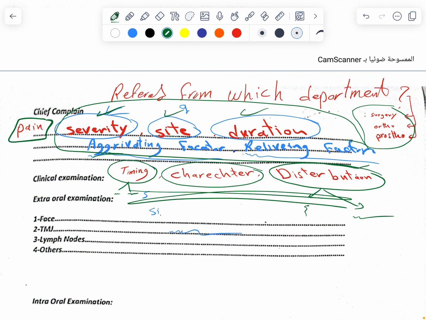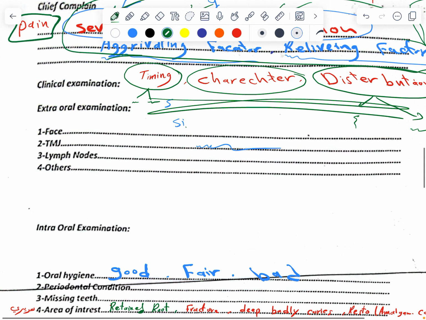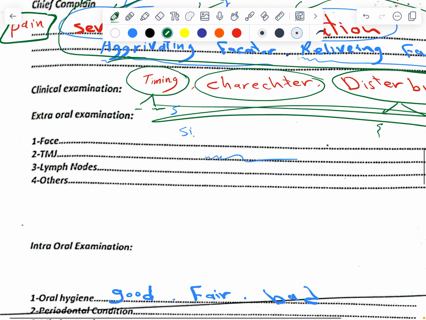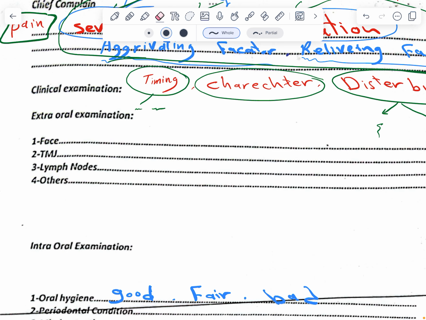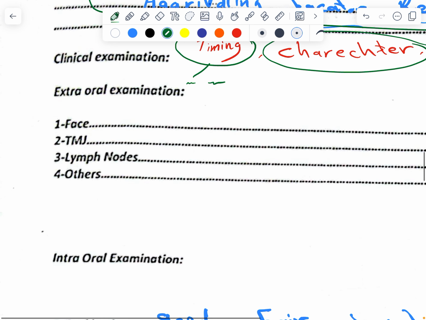Extra oral examination. You examine the face for the skin discoloration, for the scar, and for any lesion in the skin.